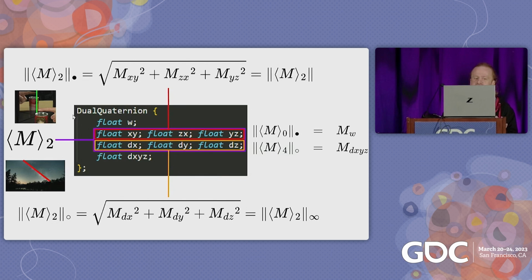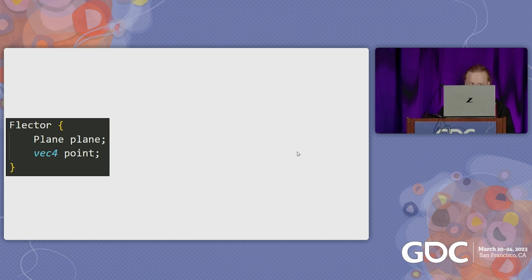If you want the identity part of the quaternion, then you just read off the W part, and if you want the screwiness part, then it's like this. All right. How about for a flector?